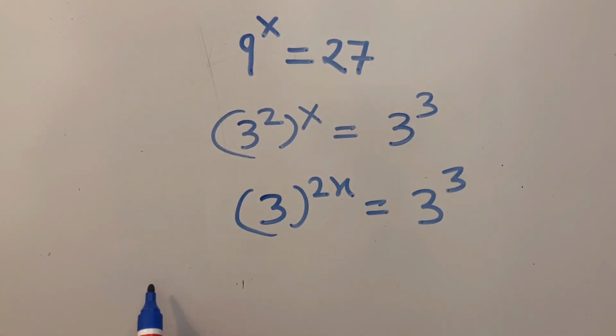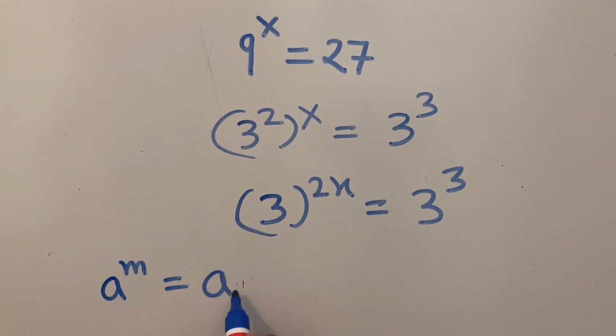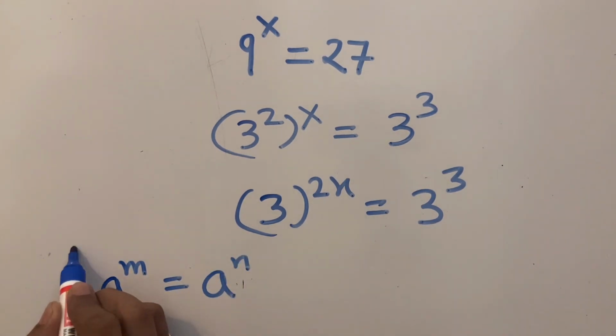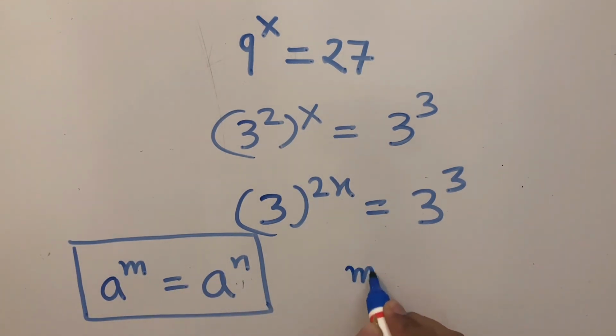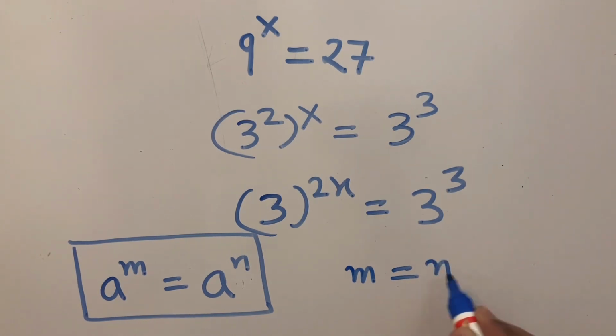In the next step, this equation is in the form of a to the power m equals a to the power n. As the exponents have the same base, then after comparing their powers, m equals n.